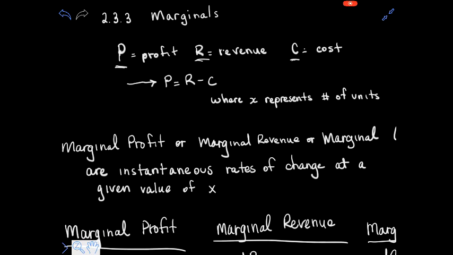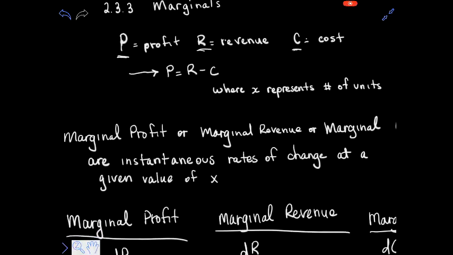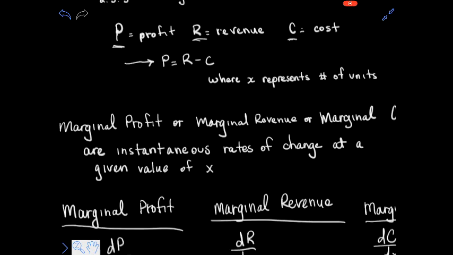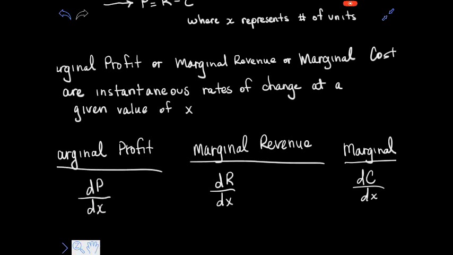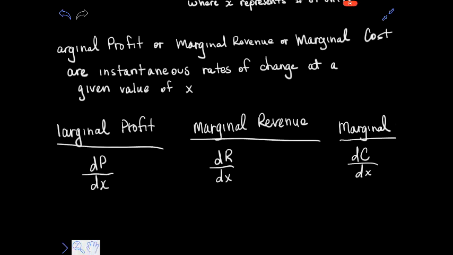So a company can calculate, let's say, profit, but if it wants to calculate marginal profit, or how profit is changing, or how revenue is changing, or how cost is changing, then we want to calculate a marginal profit, a marginal revenue, or a marginal cost. And these are instantaneous rates of change. That means we can find them using first derivatives. Given a function describing profit, revenue, or cost, we can calculate marginal revenue by calculating a first derivative.